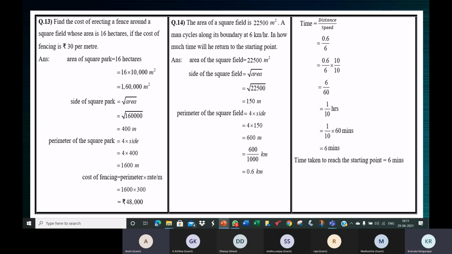Ma'am, I have a doubt, ma'am. Okay, 1 minute. So 1,600 into the rate will be the total cost. Yes, Anish. Ma'am, you wrote 30 rupees per meter, no, ma'am. But at the answer, you wrote 300 into 300. Oh, yeah, by mistake. Yeah, you're right. Typing error. Thank you. I'll correct it.